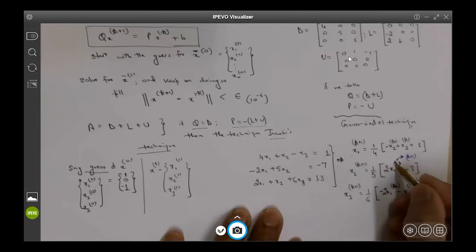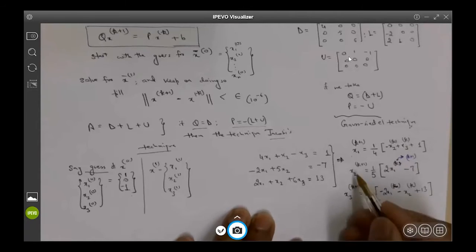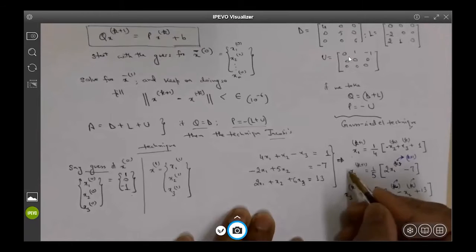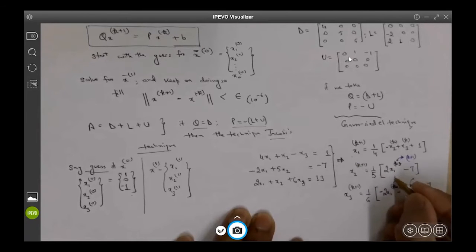So if I change the k to k plus 1, then it becomes your Gauss-Seidel technique. Similarly, when you solve for x2 k plus 1 and you are now coming to solve for x3 k plus 1, then all the previous k plus 1 current iteration values can be selected from what has already been solved.